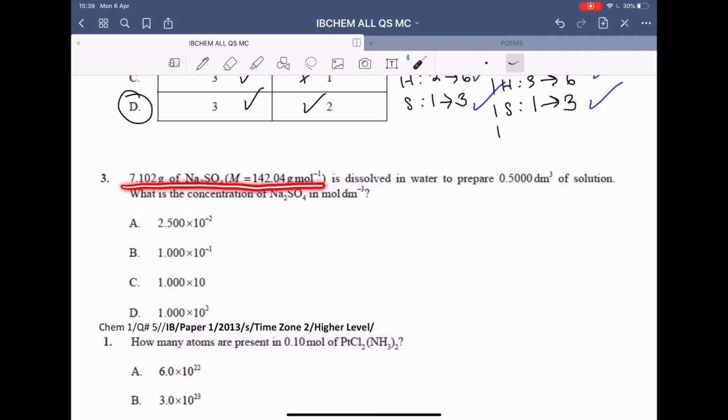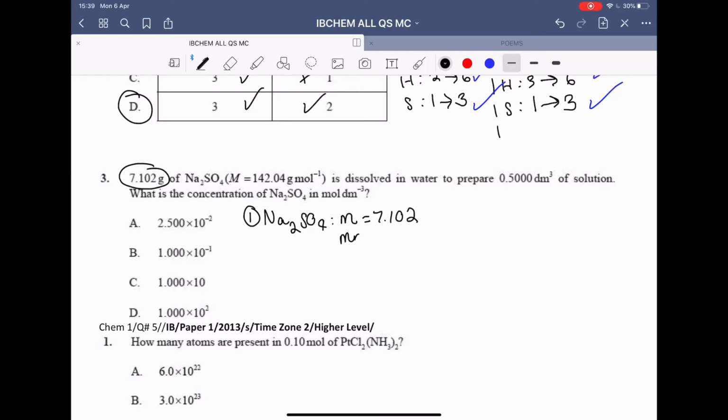7.102 g of Na2SO4, molecular formula mass being 142.04, is dissolved in water to prepare 0.5 dm cubed of a solution. What is the concentration of Na2SO4 in mol dm cubed? So the first thing I'm going to do here, like in every calculation question, I'm going to write down what the question gives me. And I'm going to highlight that as well to make it extremely clear that we are given this information.